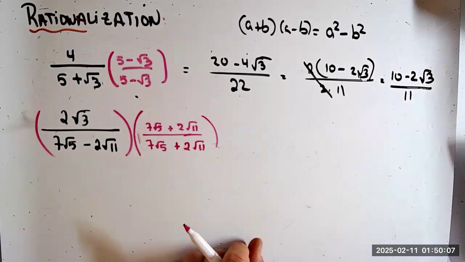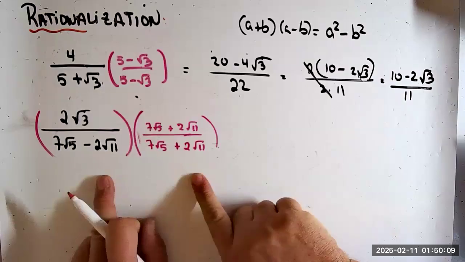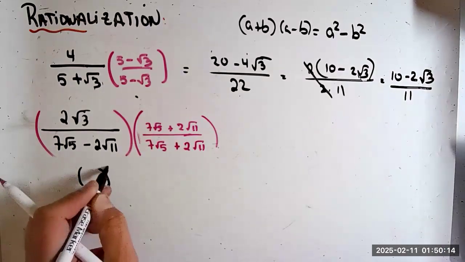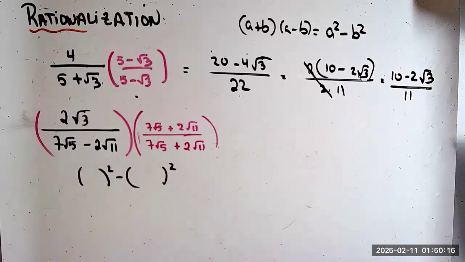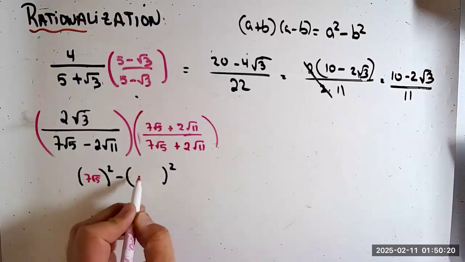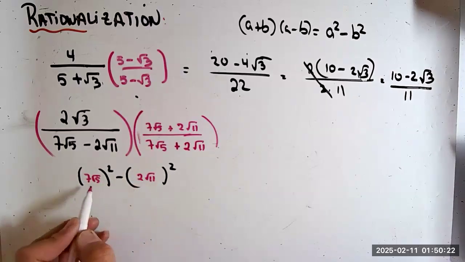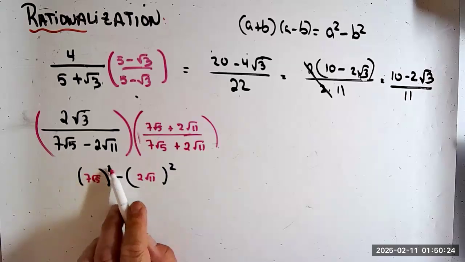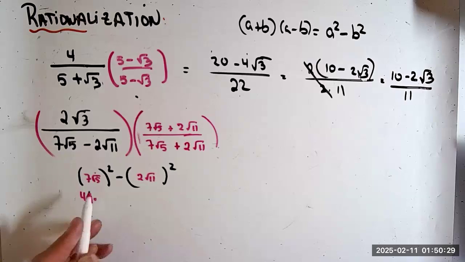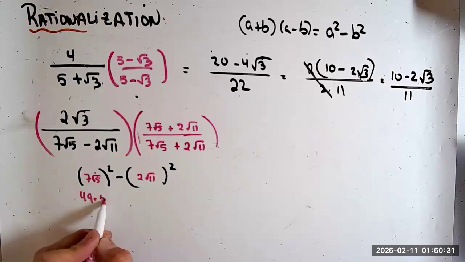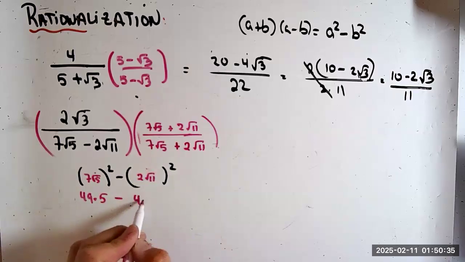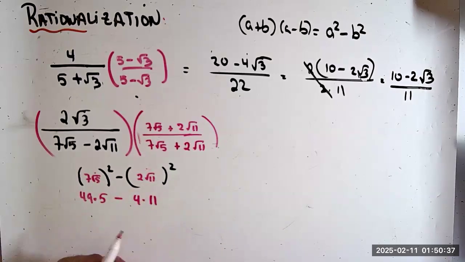And now it's just an exercise of multiplication. Let's do the denominator first. The denominator will be a squared minus b squared. Here it will be 7 radical 5, 2 radical 11. So what do we do? We apply the square. 7 times 7, 49 times radical 5 times radical 5, 5, minus 2 squared, 4 times 11.